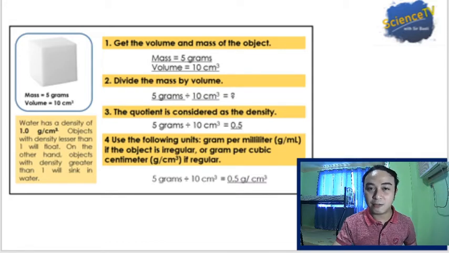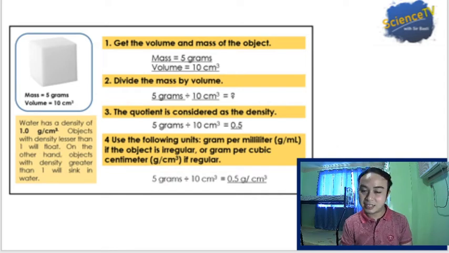When we say regular object, these are objects with square or rectangular shapes. In our case, we have here the given as an object with square shape or form. So this one is a regular object. That is why we are using centimeter cube.